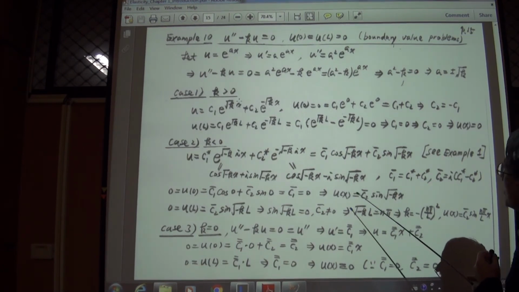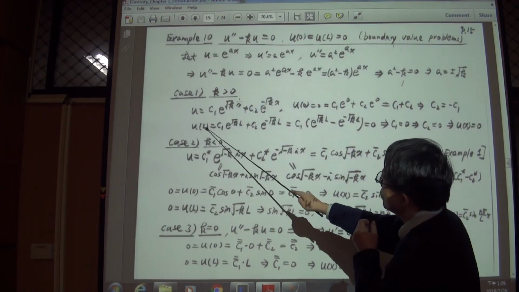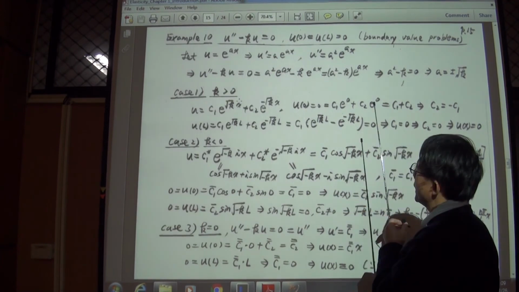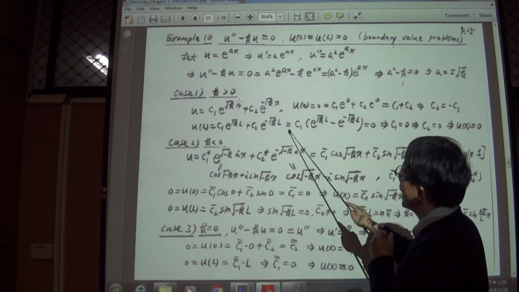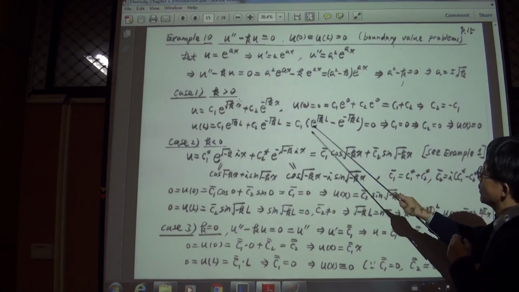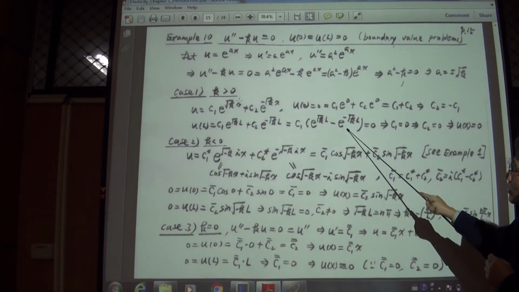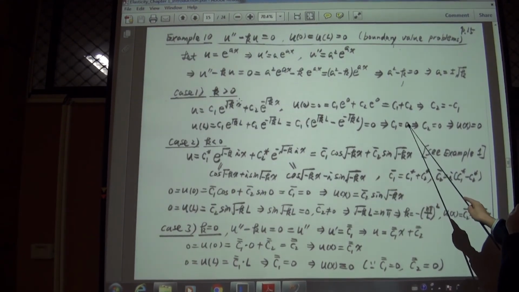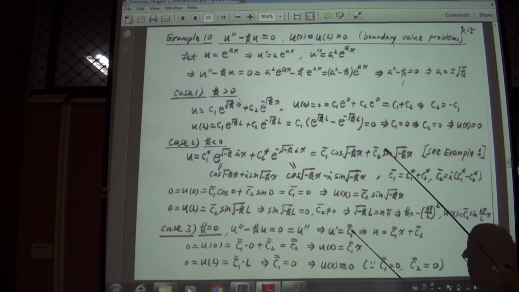And then another condition, U(L) equals 0. Okay, U(L), put x equals L here. And C2 equals minus C1. So we take C1 out to get this term. But this term does not equal 0, so C1 must equal 0. So this one equals 0, and then C1 equals 0. But C2 equals minus C1, so C2 must be equal to 0 too.